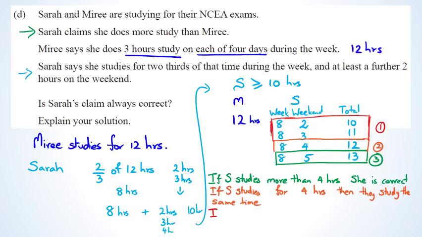But if Sarah studies less than 4 hours, she's wrong. She's incorrect. And also for that middle one, she's also incorrect because she's not actually doing more study, she's actually doing the same study, which means Sarah is incorrect in that middle situation as well. So yeah, that's what we needed to do for this particular question, guys.